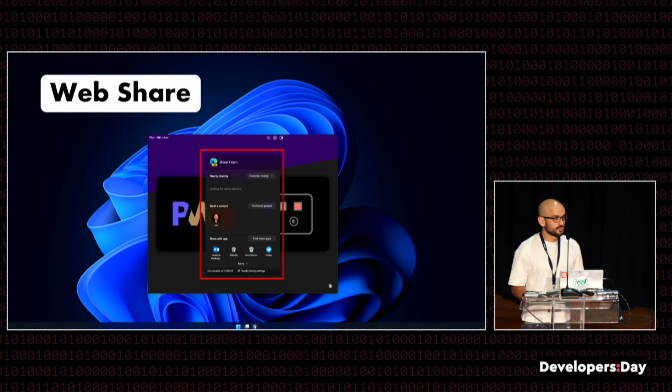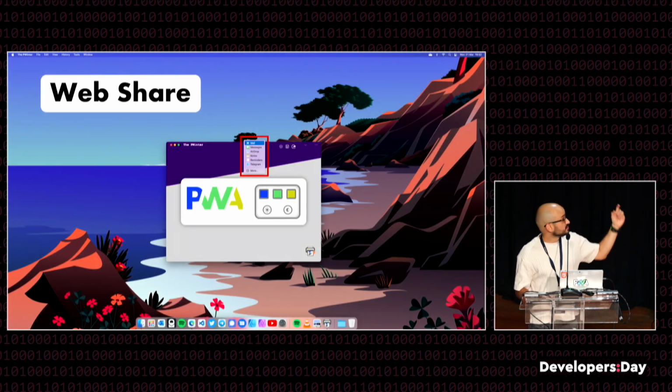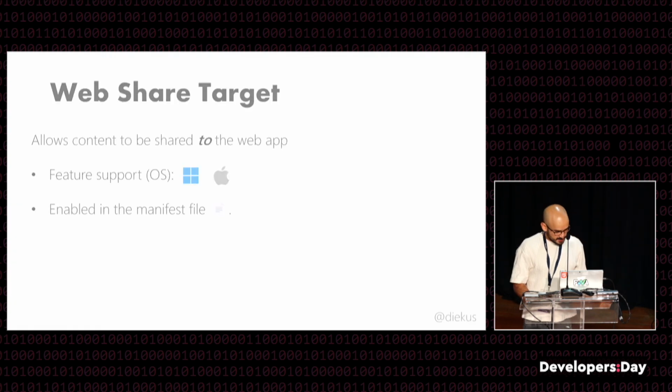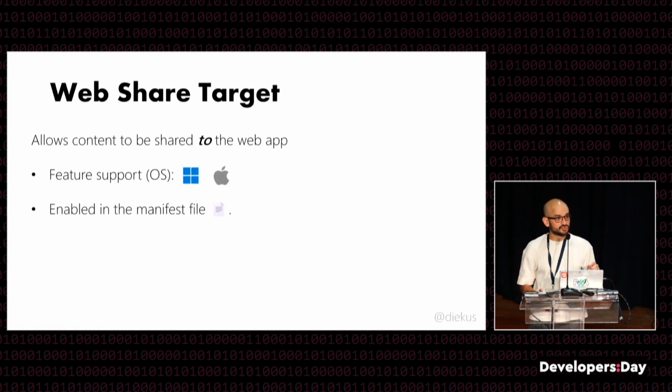If you click share on Windows, you're going to get the native share sheet, which is this one that you're seeing here. If you click share on Mac, you're going to get the native share sheet on Mac, which looks like that. You can also share to your web application. So think that you created an Instagram competitor, you want to go into the operating system, click on an image and click share, and then share to your Instagram competitor. So you could do that with a PWA. It's also enabled in the manifest file.